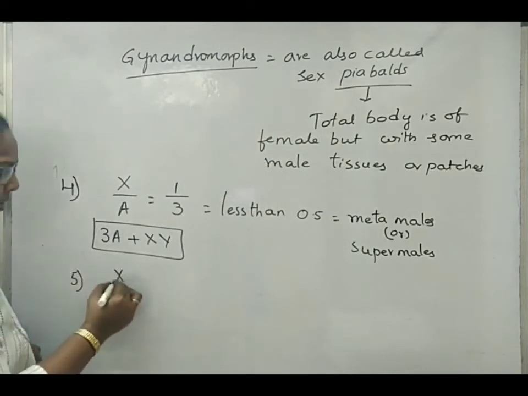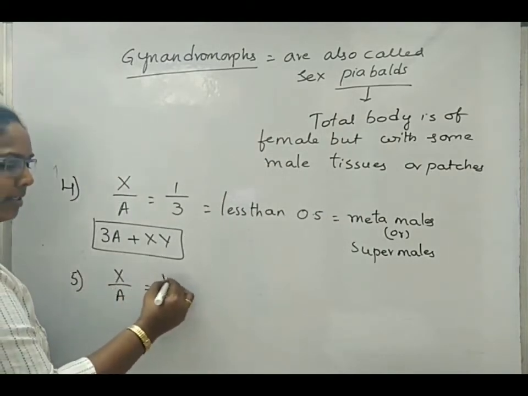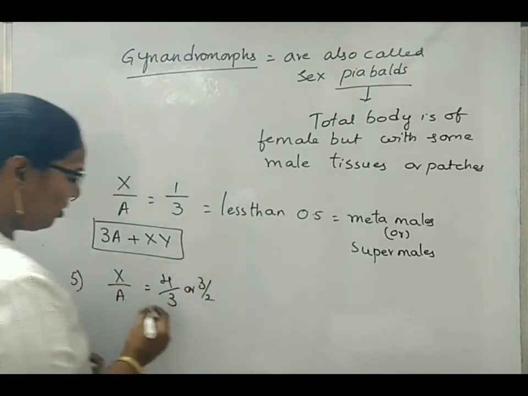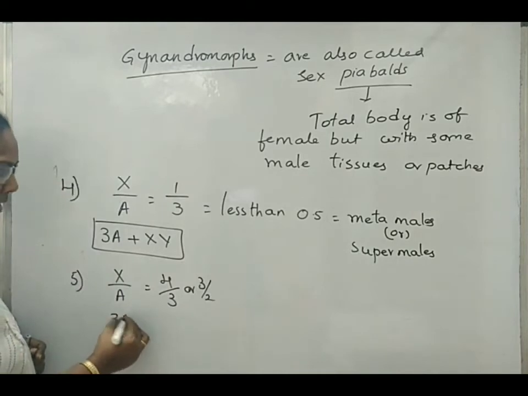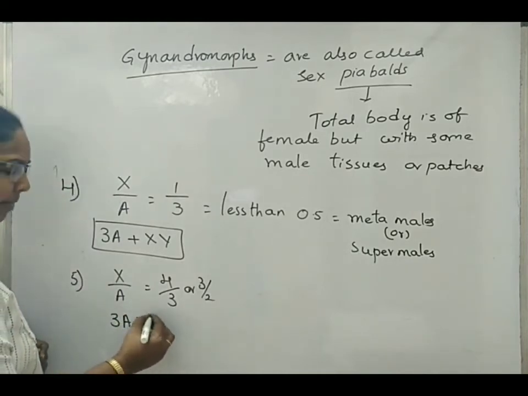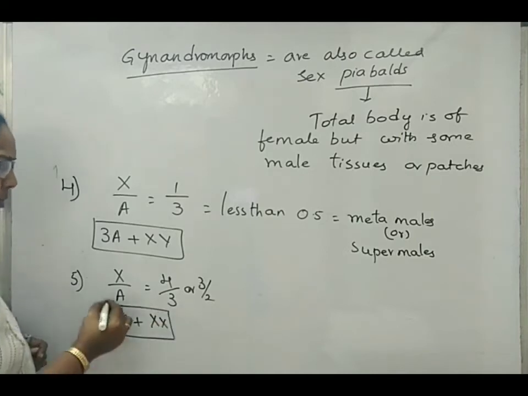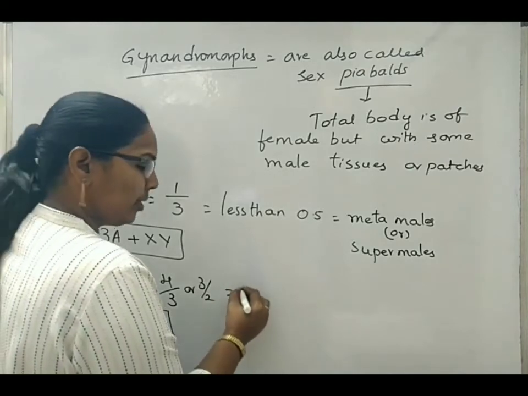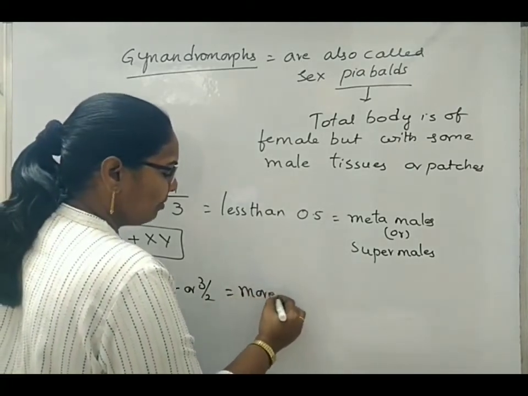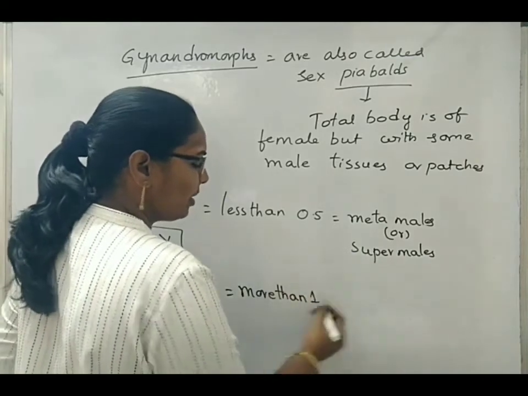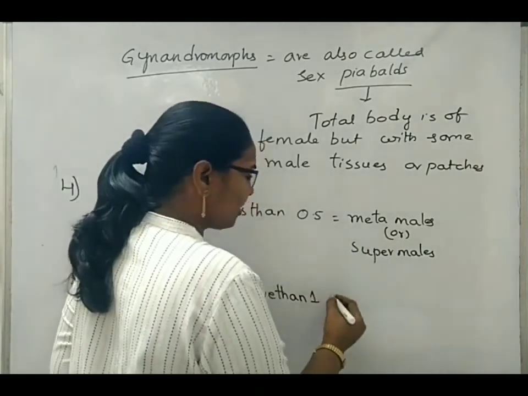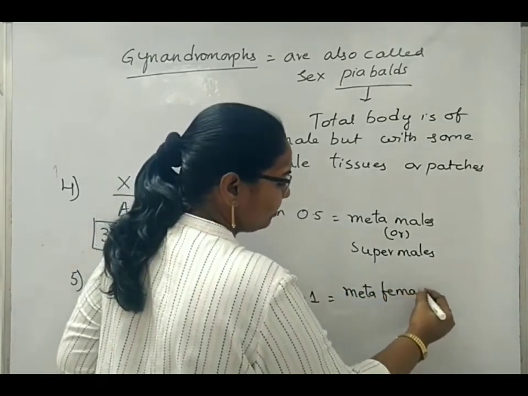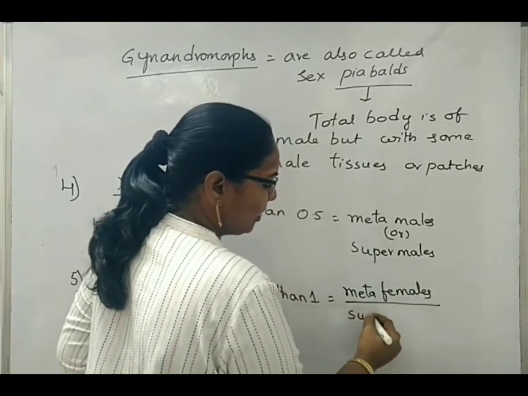So, the fifth type of ratio we can take as 4/3 or 3/2. It also means that 3 or 2 autosomes plus X chromosomes of homogametic type. So here the answer is more than one, means 1 point something we will get here. These are considered as meta females or super females.